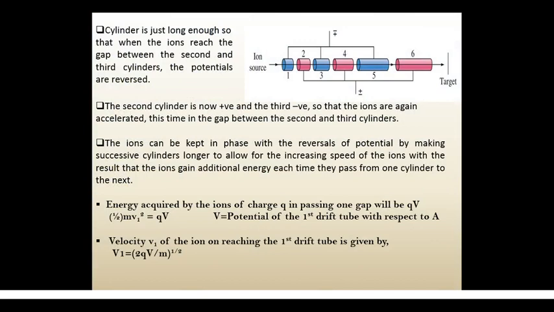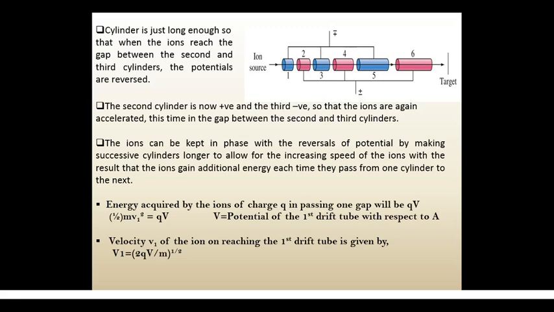So, let V, capital V, be the potential of the first drift tube. After reaching the first drift tube, it has attained a velocity v1. From the ion source, the particle is accelerated towards this first drift tube. So the acceleration is done here. The velocity attained by the positive ion is v1, and this drift tube is connected to an RF oscillator, so that V is the potential.